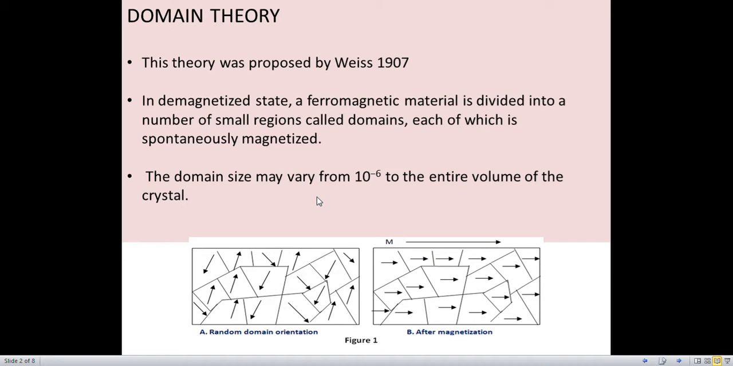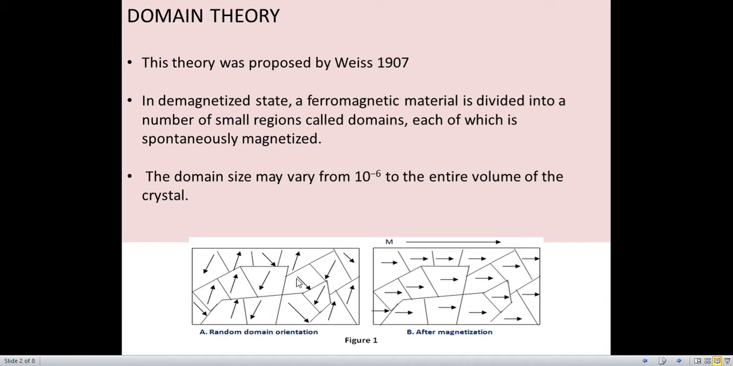This domain theory was proposed for ferromagnetic materials by Weiss. According to Weiss, a ferromagnetic material can be divided into small number of regions which are called domains. For example, here I am showing a ferromagnetic material and we can see clearly that it is divided into small regions, and each of these small regions is termed a domain, and these domains are magnetized spontaneously.